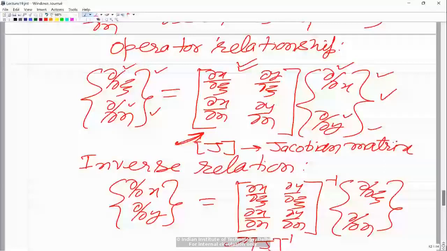Now what I said is, because the shape functions, ultimately we want the derivatives of the shape functions with respect to x and y. But they are expressed in terms of xi and eta, so we can easily get derivatives with respect to xi and eta. So we need the inverse relationship. If you pre-multiply by the inverse of this matrix, you can express del by del x and del by del y in terms of del by del xi and del by del eta.